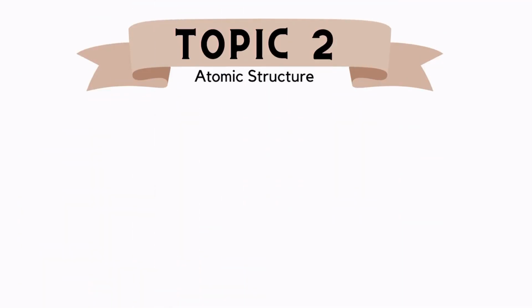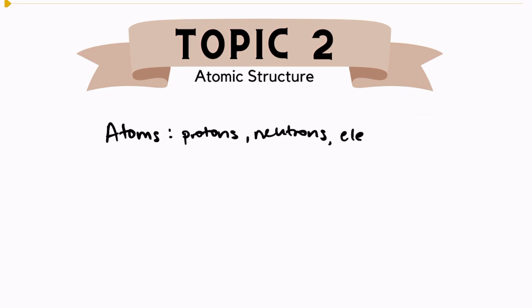Welcome back. This video is a brief overview of everything that you need to know for topic 2, atomic structure, for the upcoming IB papers. So of course you need to remember atoms are made of 3 subatomic particles: protons, neutrons, and electrons. Protons and neutrons are found in the nucleus. Electrons are found outside of the nucleus.